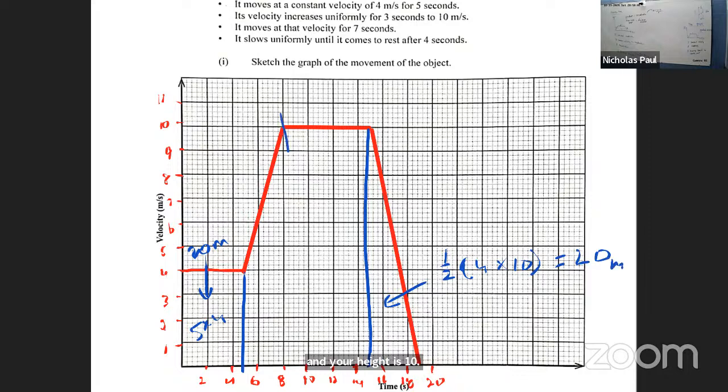And this larger trapezium here: half the sum of the parallel sides, from blue line to blue line again. 5 to 15, 10. Half the sum of the parallel sides, right? By height.